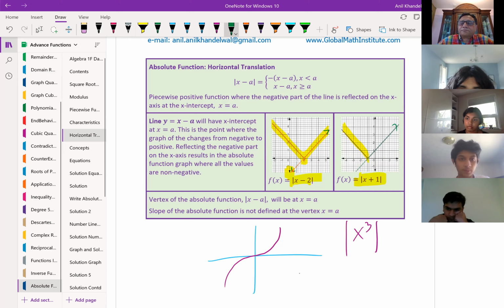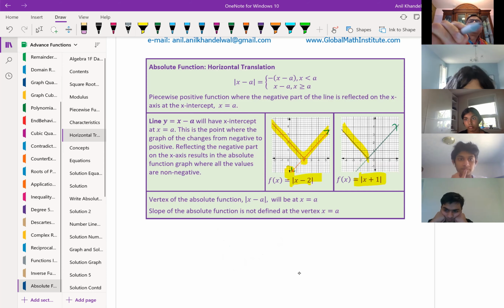Sir, will you reflect the portion that is in the third quadrant into the second quadrant? Correct. Simple as that. Nothing great about it. That is absolute function. Clear, right? Absolutely clear? No ambiguities. Very good.